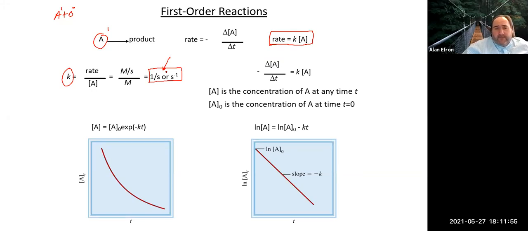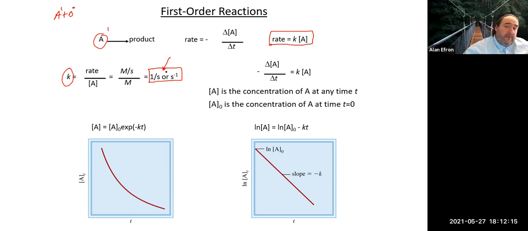So why is that important? It's important because sometimes in problems, they will not, in flashing lights, say, hey, you're dealing with a first order reaction. They will tell you the value of the rate constant. And from the units that you see for that rate constant, for example 1 over seconds, you should know that you're dealing with a first order reaction.